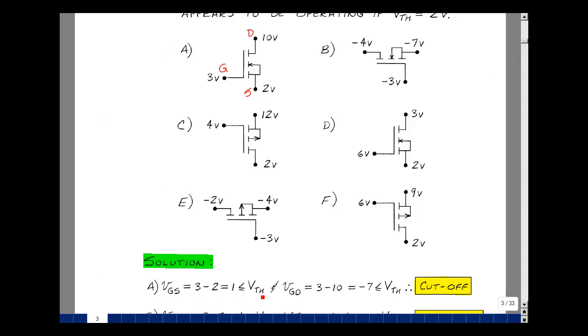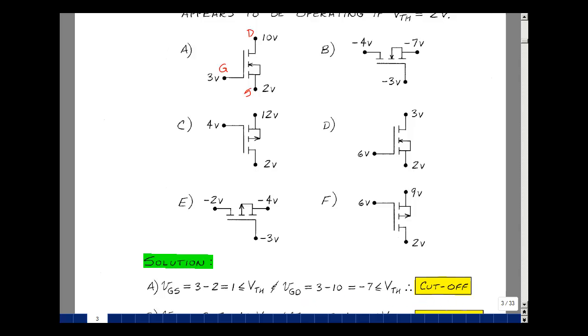The threshold is equal to 2, so that's less than threshold. And the gate to drain is going to be 3 volts minus 10 volts, which is minus 7, and that's less than the threshold voltage of 2 volts. Both the gate to source and the gate to drain are less than threshold. That's our definition of cutoff.